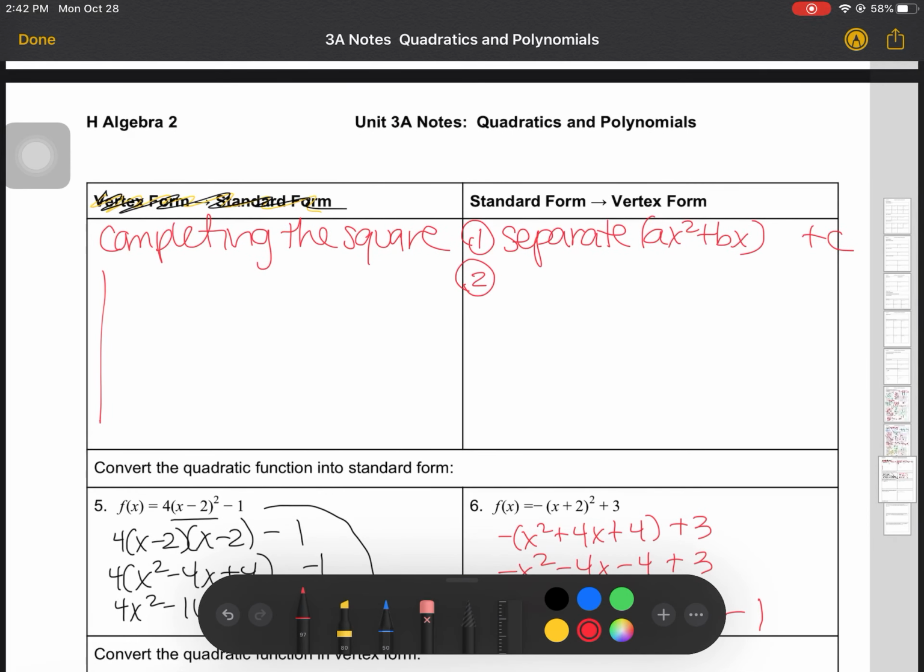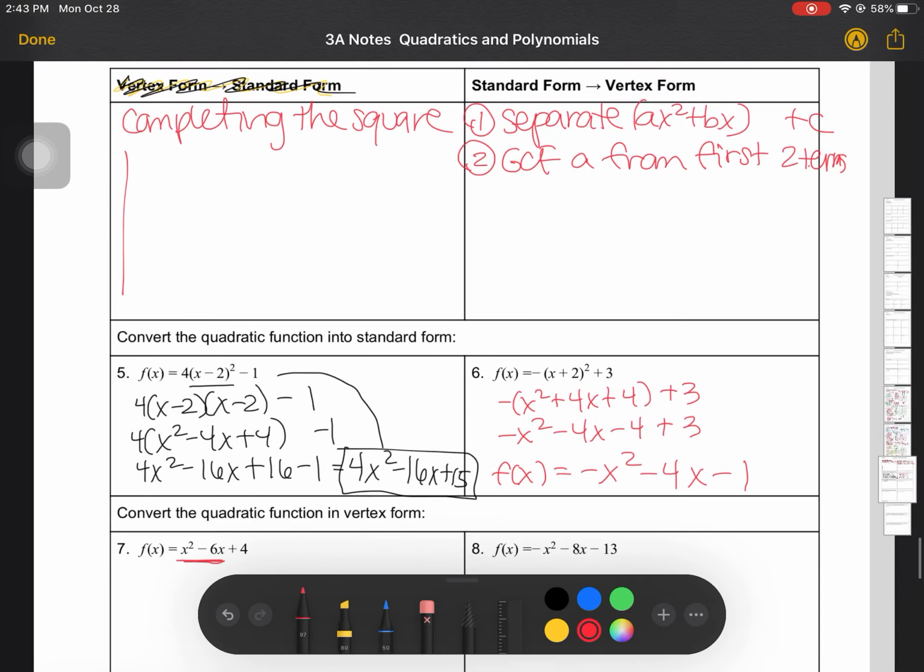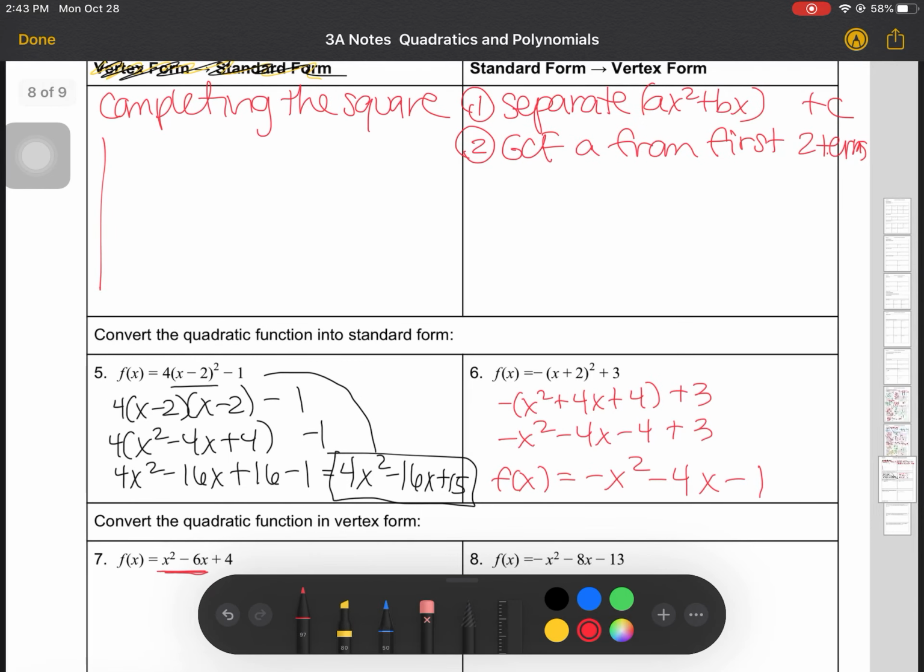If you can, you need to GCF your a value from the first two. So if you have an a value of anything besides 1, you need to factor that out. If you don't, you'll just leave it. So on the one we're about to do, number 7 here, we're not going to get to factor an a value out. Our a is 1, and I'm not going to factor out the x's. Okay, just think about a GCF of a number.